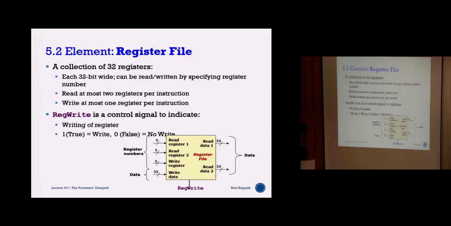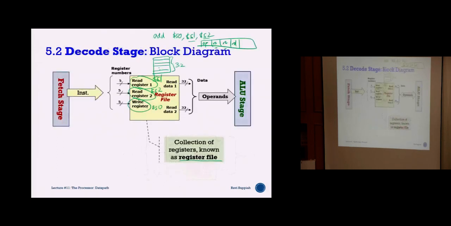Each register is 32-bit and you have a total of 32 registers. There is also another signal here called register write. This is part of your control signal, which we will do in the next lecture. Control signals mean you want to tell the hardware how to behave. Not every instruction is going to write to a register file.